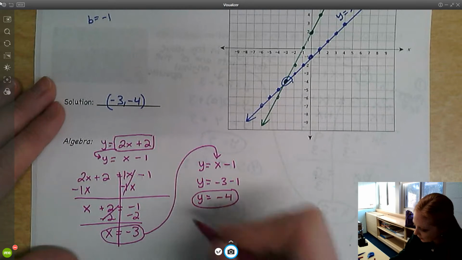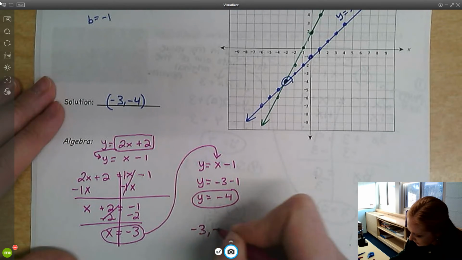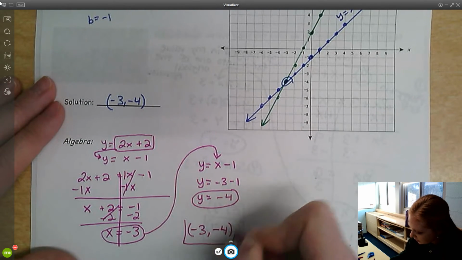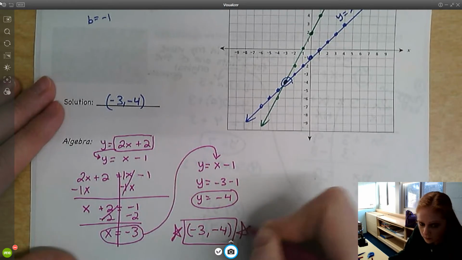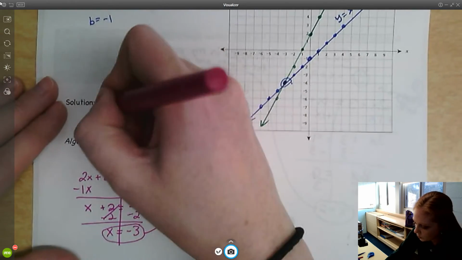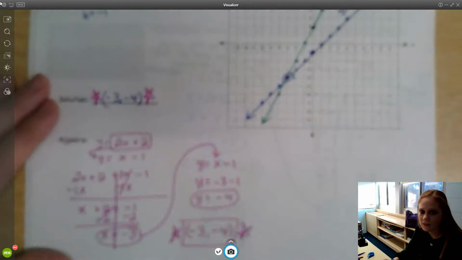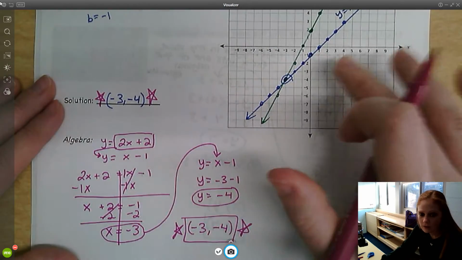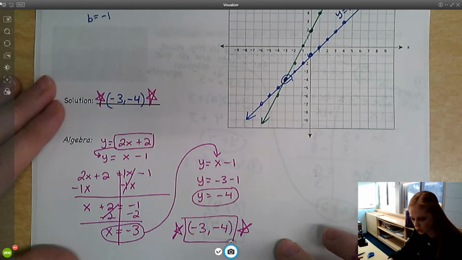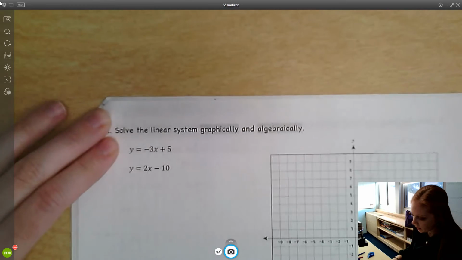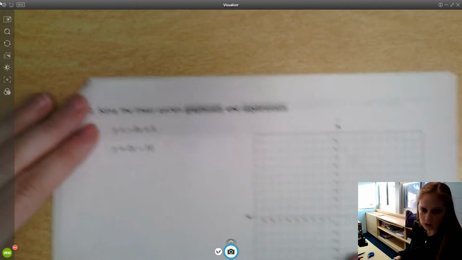Now I know my x, now I know my y, so my solution is negative 3, comma, negative 4, which is exactly what we got when we solved by graphing. Two different ways to find the solution to a system: graphing and using substitution. Okay, let's do another one. Solve the linear system graphically and algebraically.